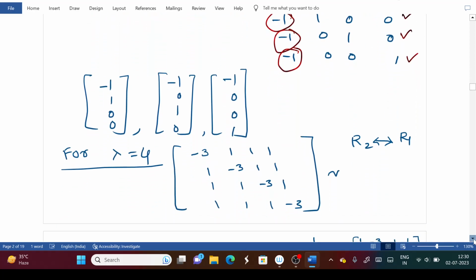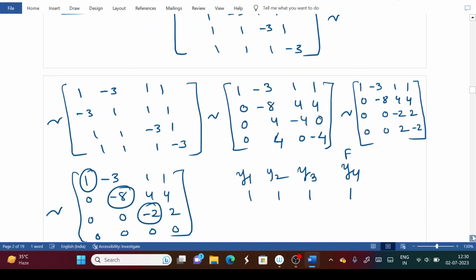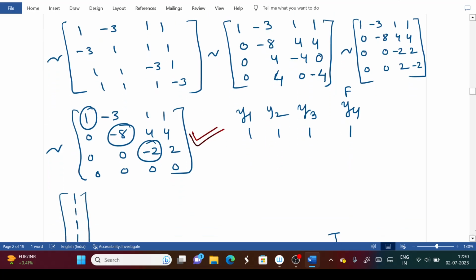Now for lambda equal to 4, from the diagonal elements we will subtract 4. So the diagonal elements will be minus 3, minus 3, minus 3, minus 3. Now by row interchange and applying elementary row operations on it, we get that the matrix is equivalent to this matrix. So here 3 pivots are there. So the only free variable is y4. So I will substitute y4 equal to 1. This value I have substituted.